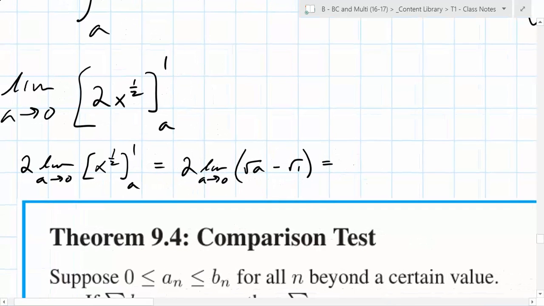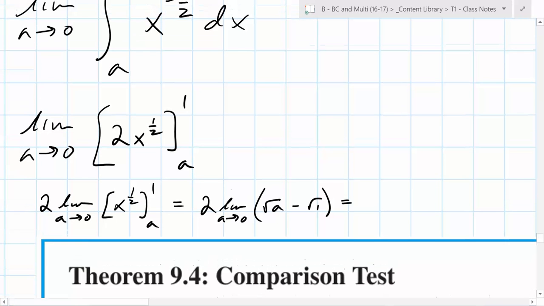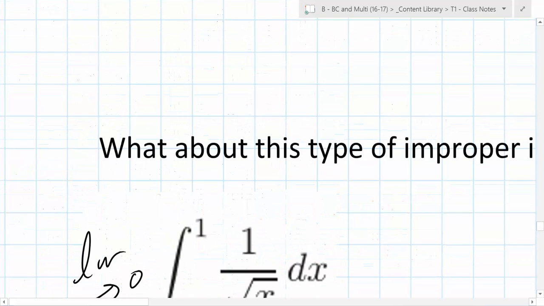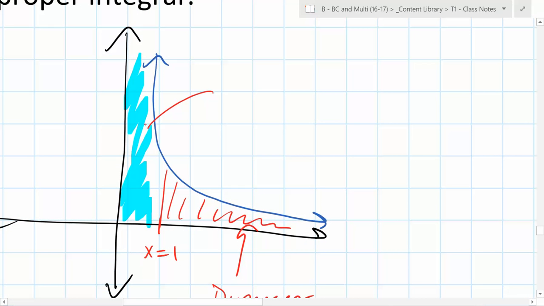Just tell me what that limit is. Is it negative 2? Oh, did I do this backwards, everybody? I did it backwards. It's the square root of 1 minus the square root of a. A is going to 0. So what does this limit go to? 2. Oh, look at that. Did we just find the area here? What is this area equal to? 2. Check that out, everybody.